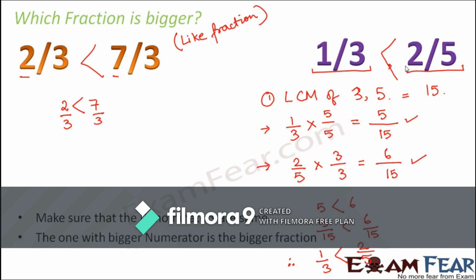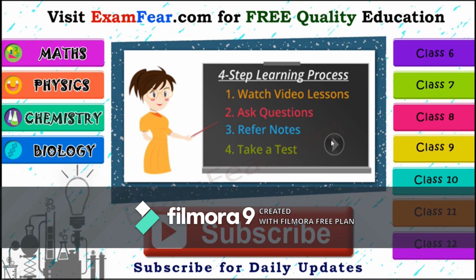The one with the bigger numerator is the bigger fraction. Now once the denominators are the same, the one with the bigger numerator is the bigger fraction.